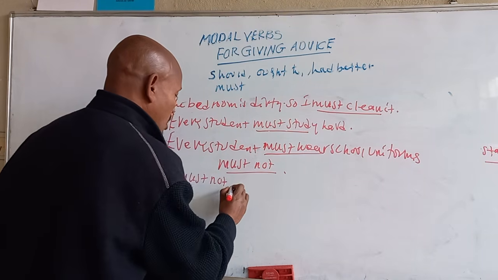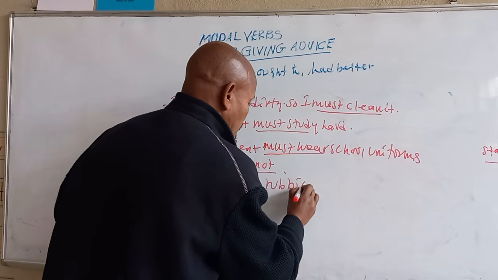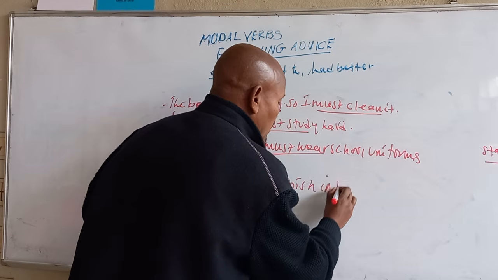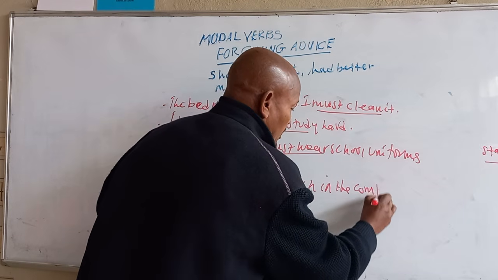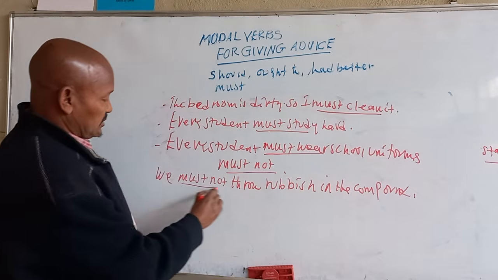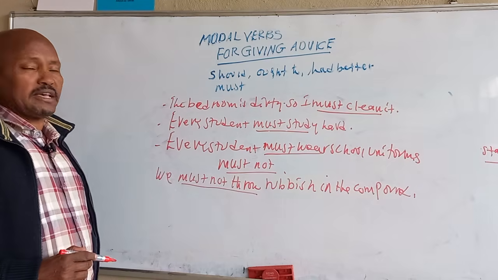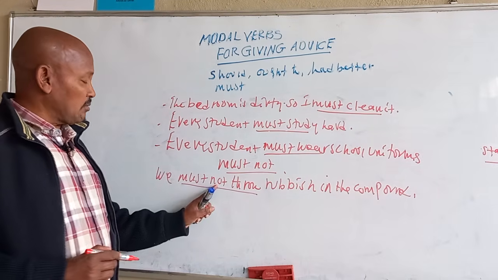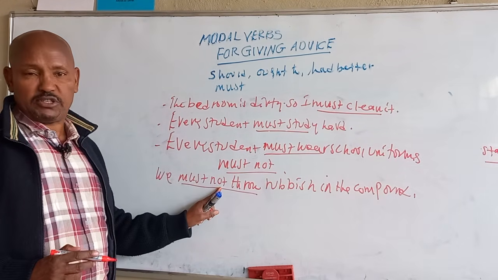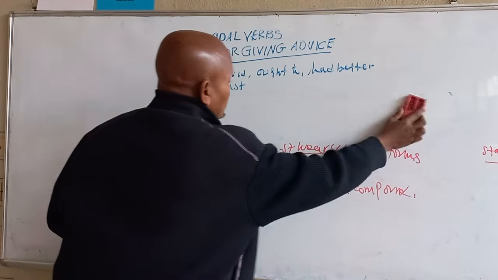Yes, we must not throw rubbish in the compound. Yeah? In the compound. Look at the example here. We mustn't throw rubbish in the compound because it makes the compound dirty. So must not, prohibition, all right? Prohibition.